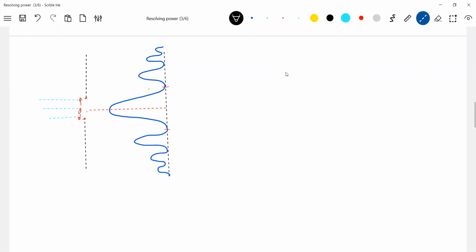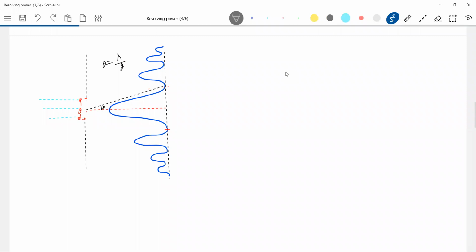So nothing new. The same old thing is what I'm putting. So what is this theta? We used to write lambda by D, no? If it is a circular slit, it will become 1.22 lambda by D. If the rectangular slit, it will be lambda by D. Can you recollect? If the circular hole it is, then D is the diameter of the slit, circular hole. Then we introduce this as 1.22.